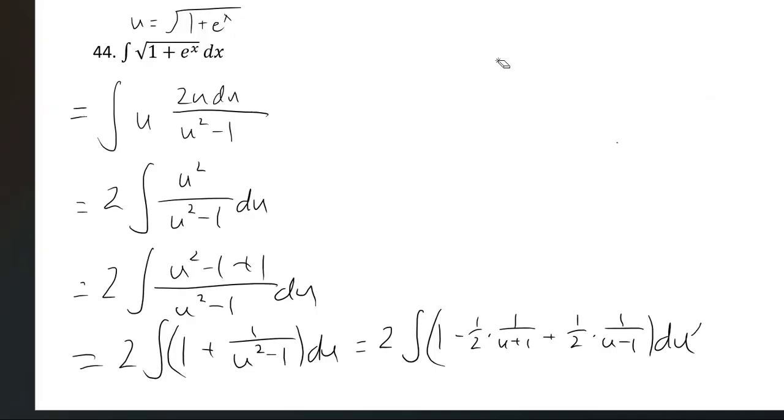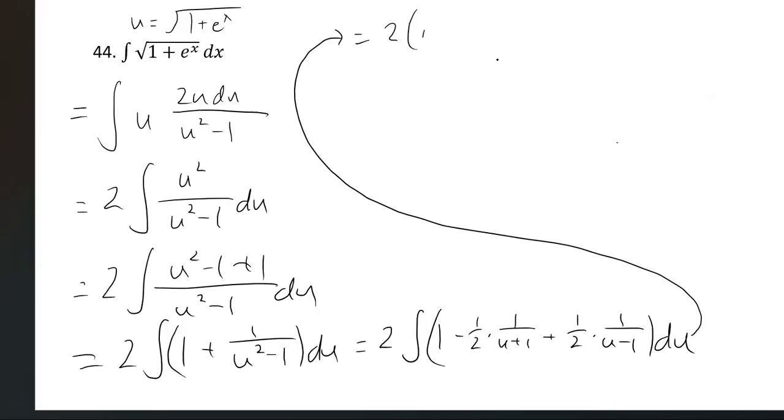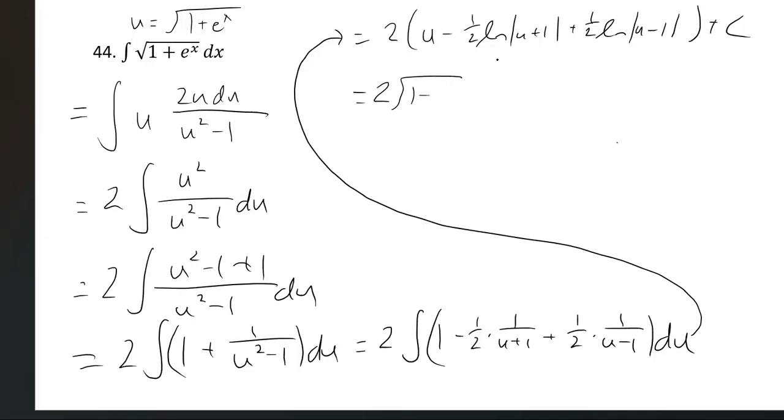All right, so I'm going to go up here now. We get 2 times u minus half ln of u plus 1 plus half ln of u minus 1, absolute values by the way, plus C. And then we've got to back substitute this mess. We can distribute that 2 as well. 2 times the square root of 1 plus e to the x, minus ln of the square root of 1 plus e to the x plus 1, plus ln of the square root of 1 plus e to the x minus 1, plus C.